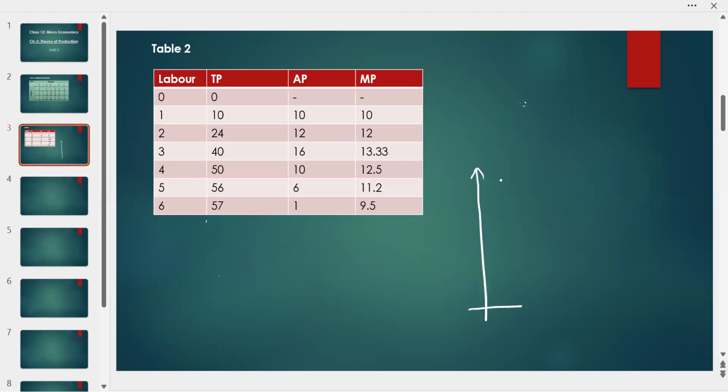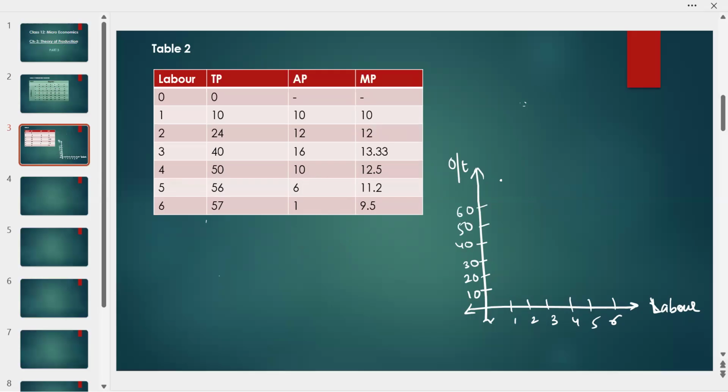Let's draw a graph. We have this x-axis which tells us about the labor. L stands for labor. And on the y-axis we have output. We have the units 1, 2, 3, 4, 5, and 6. Here I'll take intervals of 10, which will be better: 10, 20, 30, 40, 50, and 60.